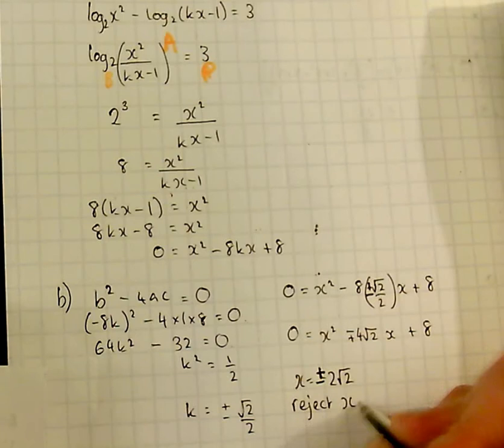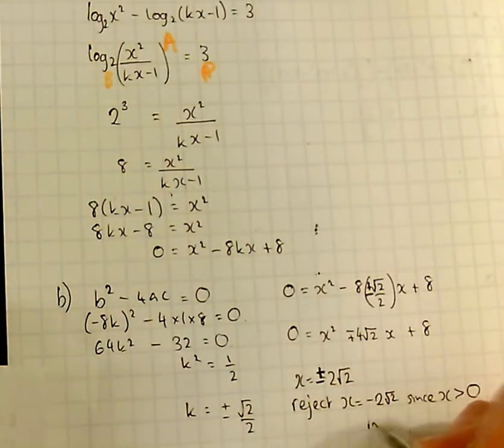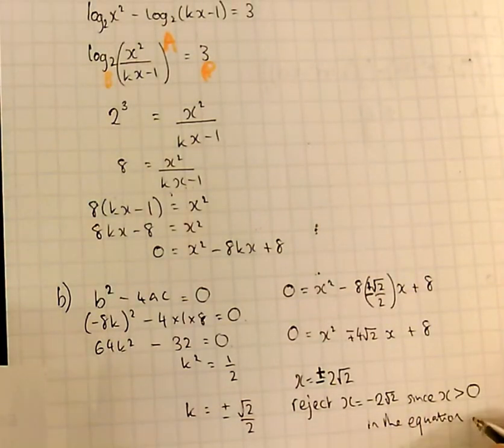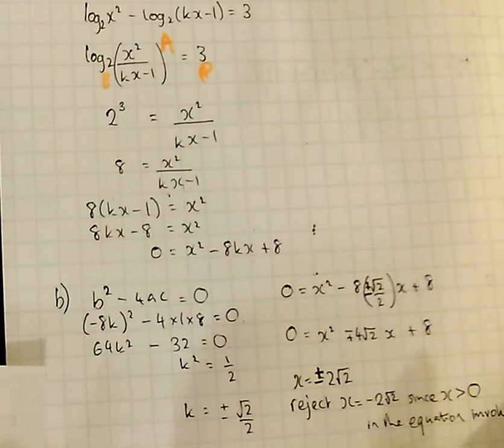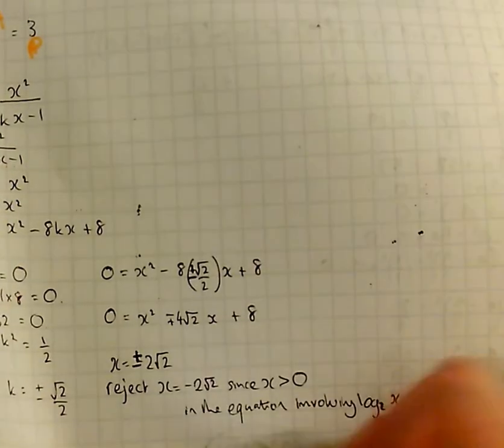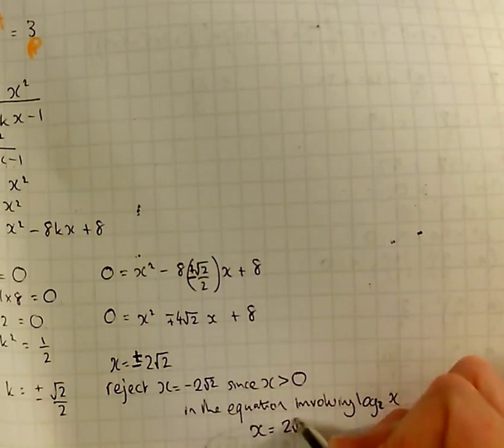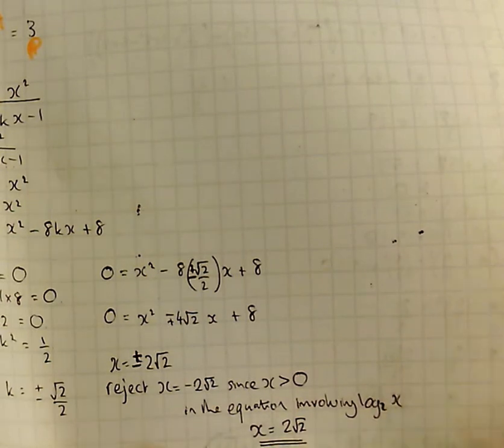So we need to reject x is negative 2 root 2, since x is greater than 0 in the equation involving log base 2 of x. I'll just move that across so you can see it a little bit better. Okay, so that means that our root is x is equal to positive 2 root 2. And that's the answer.